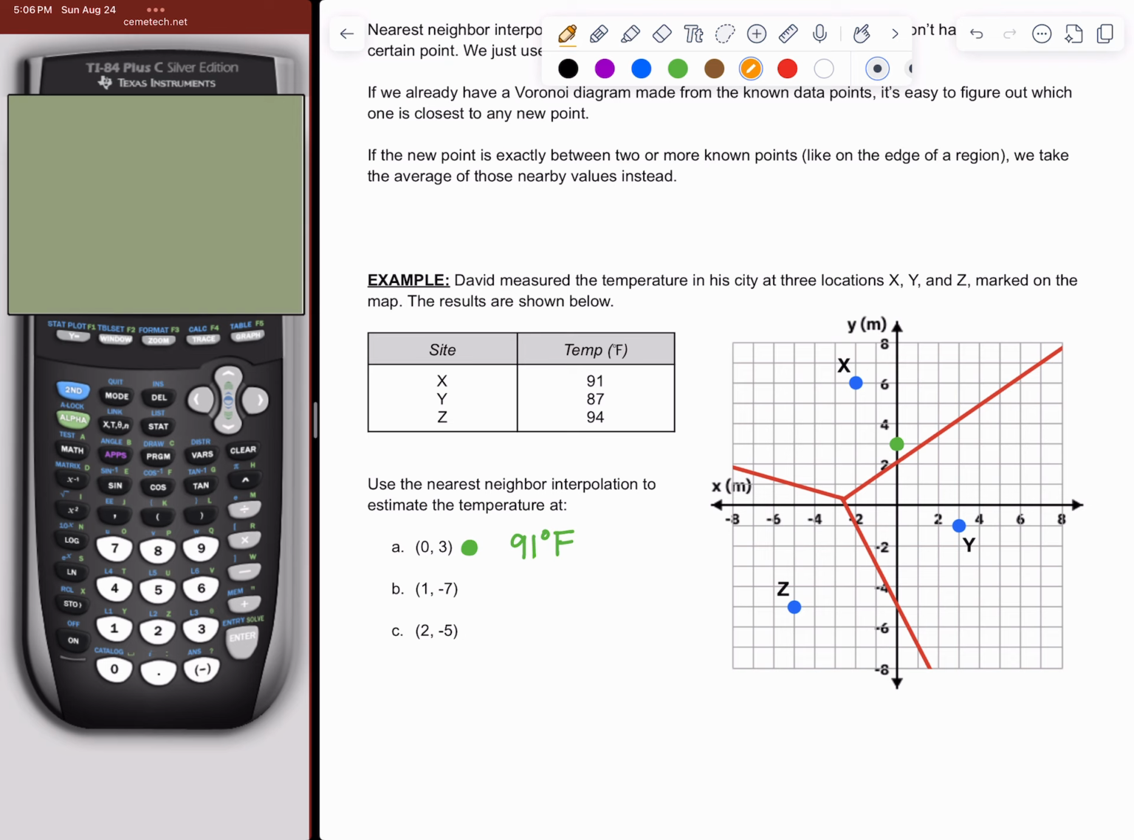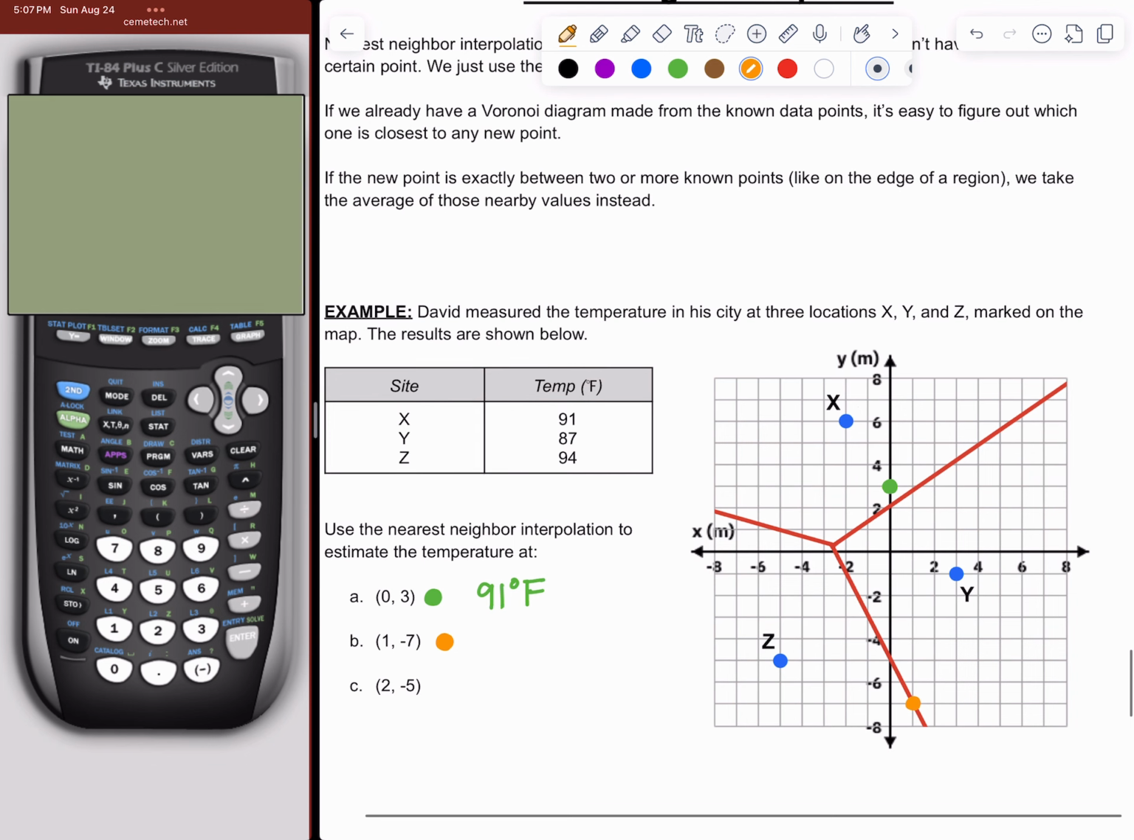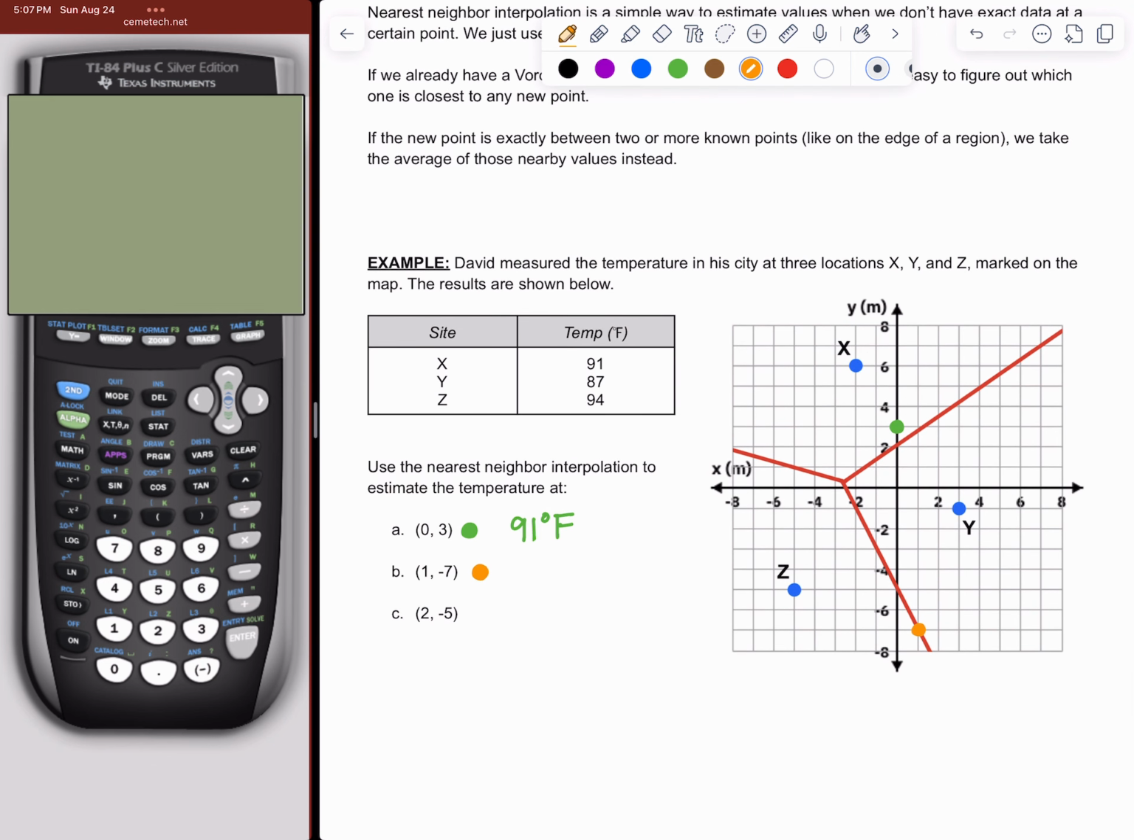All right. The next one that we need to estimate the value of is the point (1, -7). So if we go to (1, -7), as you can see here, this point lies on the perpendicular bisector that goes in between Z and Y. So I have to take the average of those two, because this orange point, (1, -7), is literally halfway between Z and Y. That point is the same distance from Y as it is from Z. So I have to find the average.